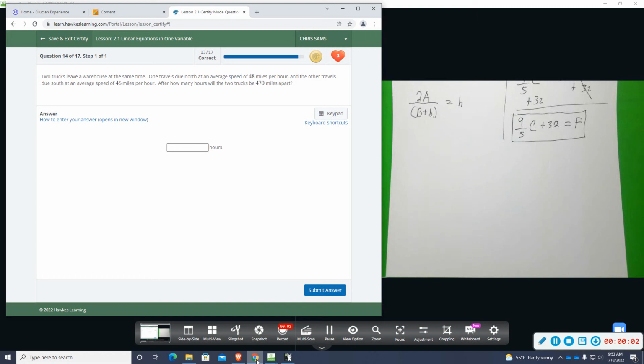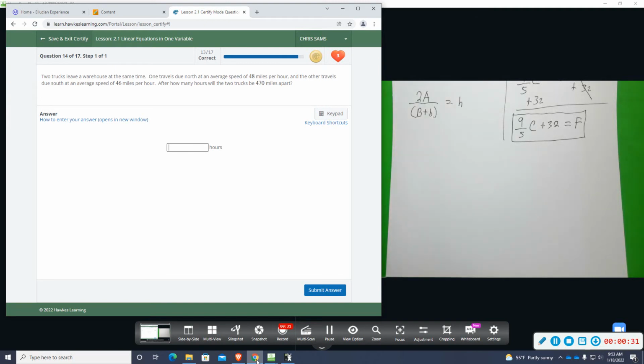All right, number 14, we have an application. So we have two trucks leave a warehouse at the same time. One truck travels north at an average speed of 48 miles per hour, and the other travels south at an average speed of 46 miles per hour. After how many hours will the two trucks be 470 miles apart?